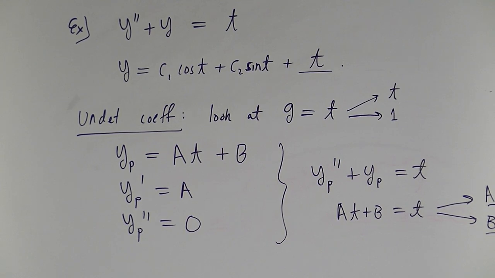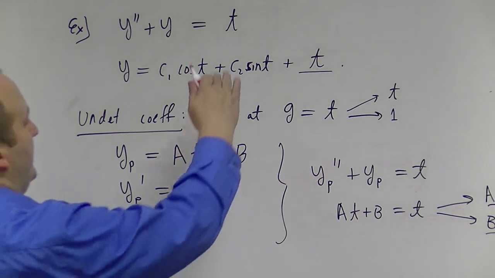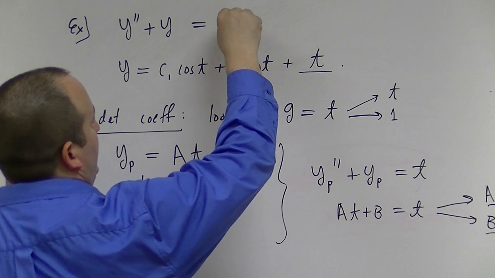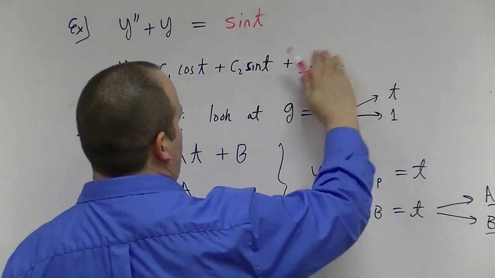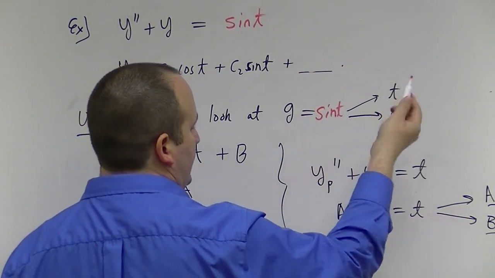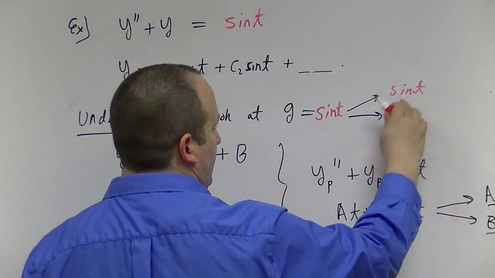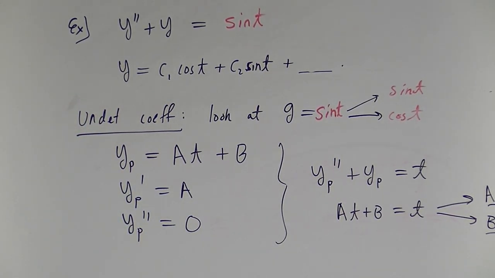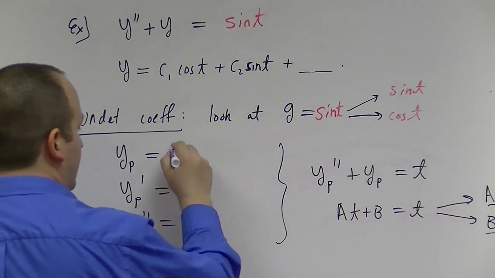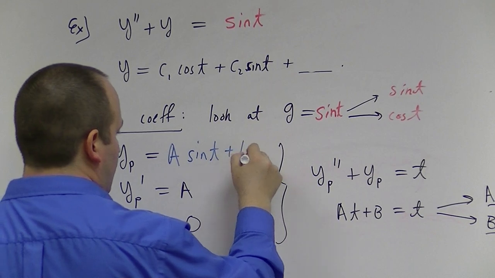But sometimes this fails, all right? For example, what's the downfall of just making this naive guess? To take my example and twist it a little bit, if instead of having t, I have, say, sine of t. If I take sine of t, I've got sine t; if I differentiate it, I've got cosine t; if I differentiate it again, I've got minus sine t. But sine t and minus sine t are linearly dependent. And so this suggests to me that my particular guess should be a sine t + b cosine t, right?